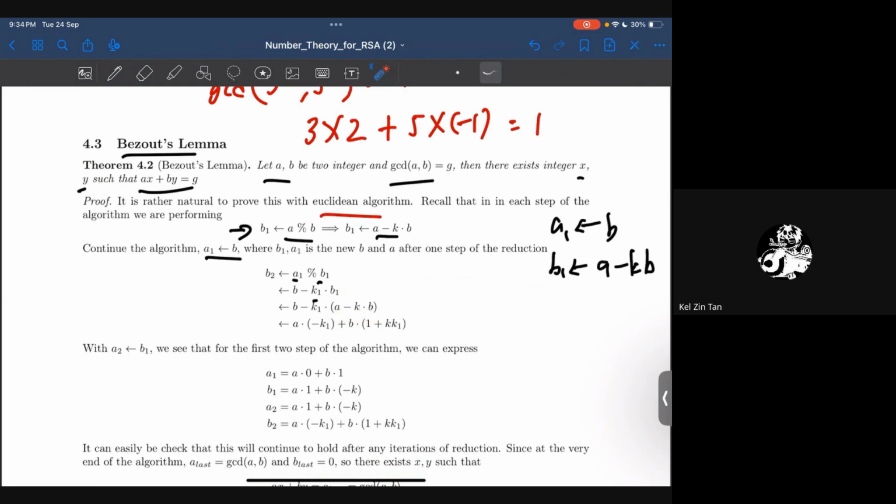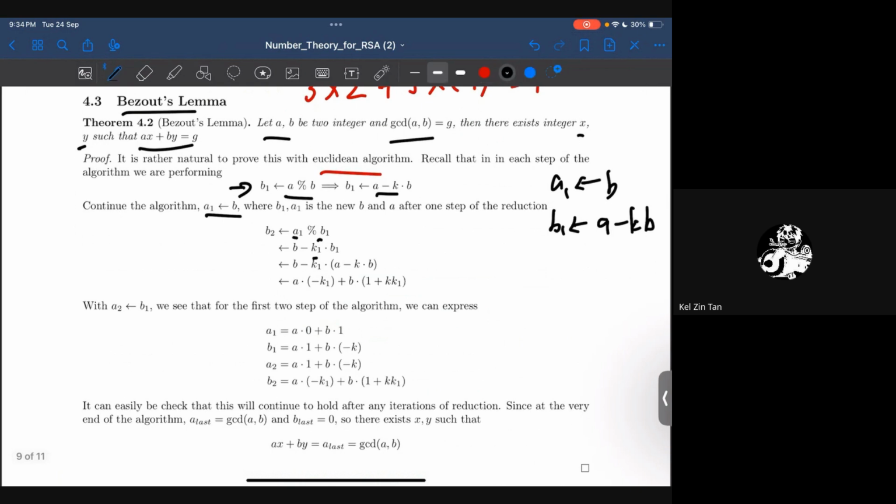And then you just rearrange it. You see that B2 in the end is equal to A multiplied by negative K1. So this term, we get it from here. And then B multiplied by 1 plus K times K1. So K and K1 from here, and the 1 is from here. So I just factor out the terms, then I'll get this in the end. So this is essentially just another X, and this is also another Y.